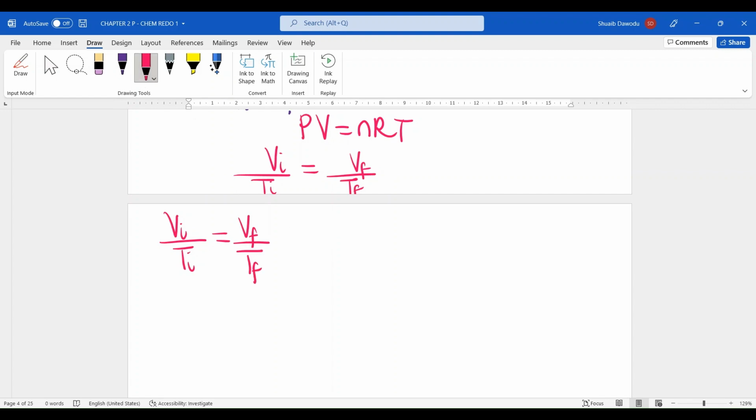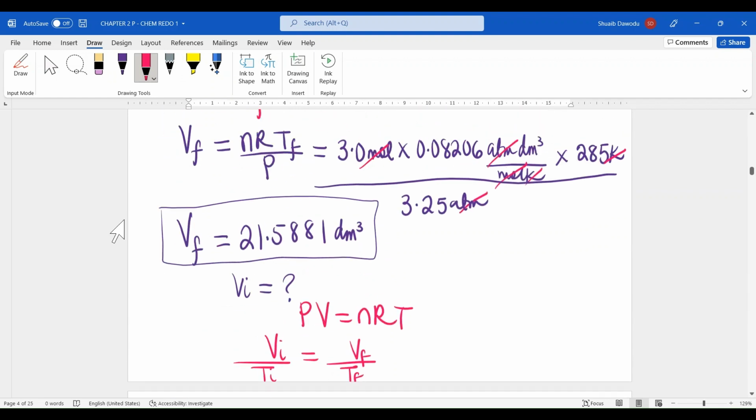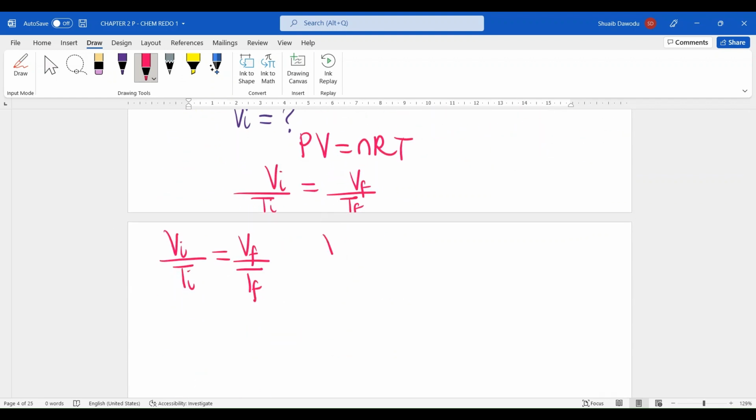So yeah, the V initial is what we're looking for. So I'm just going to have V initial over V final equal to T initial divided by T final. So yeah, that's how you do it. Of course, you substitute.